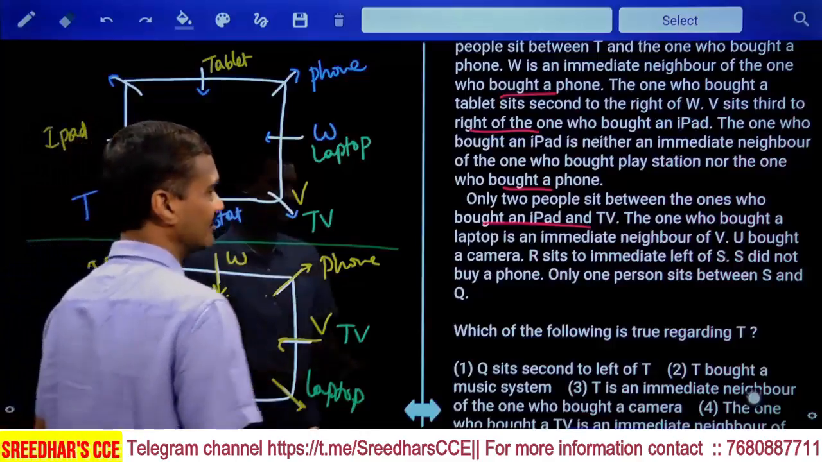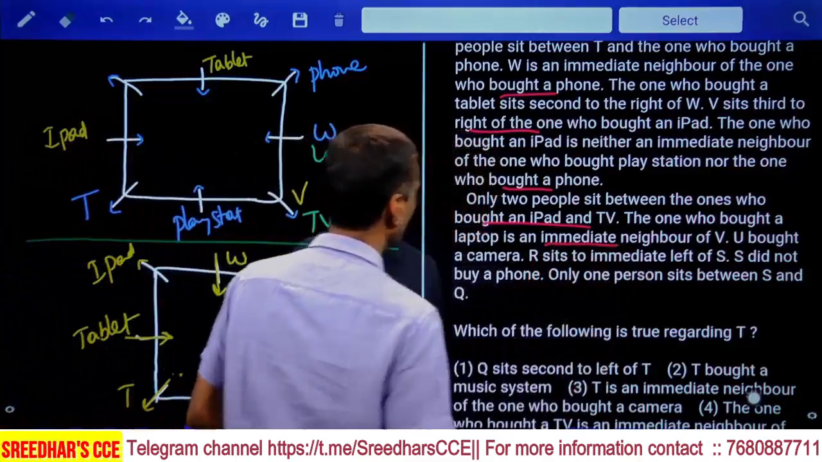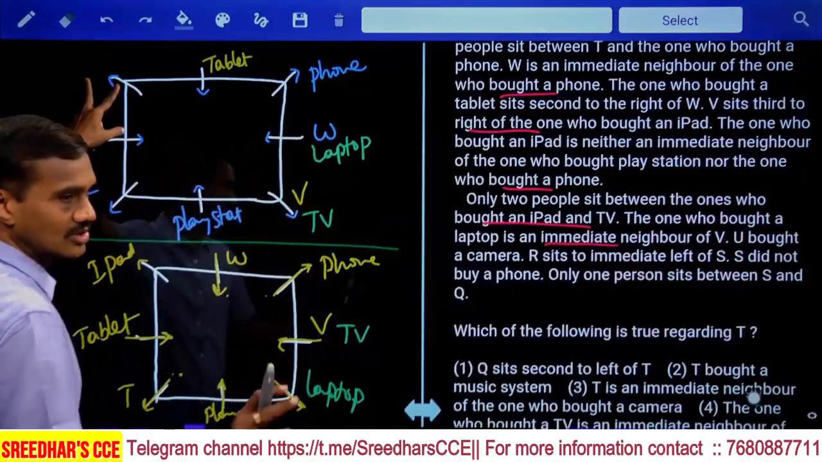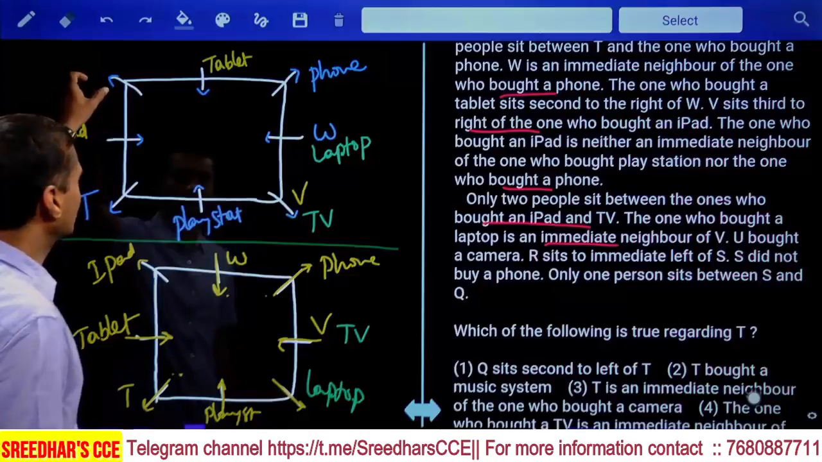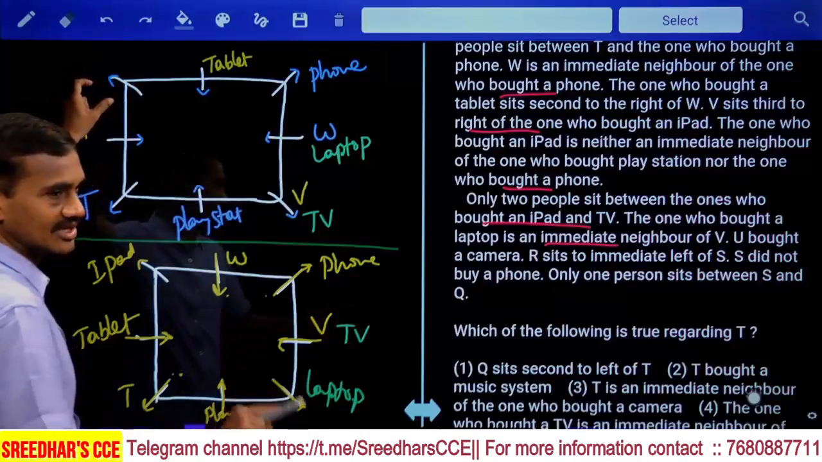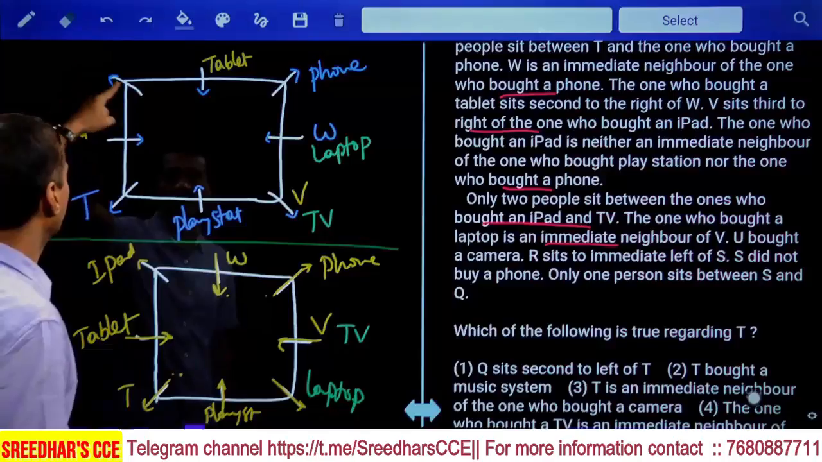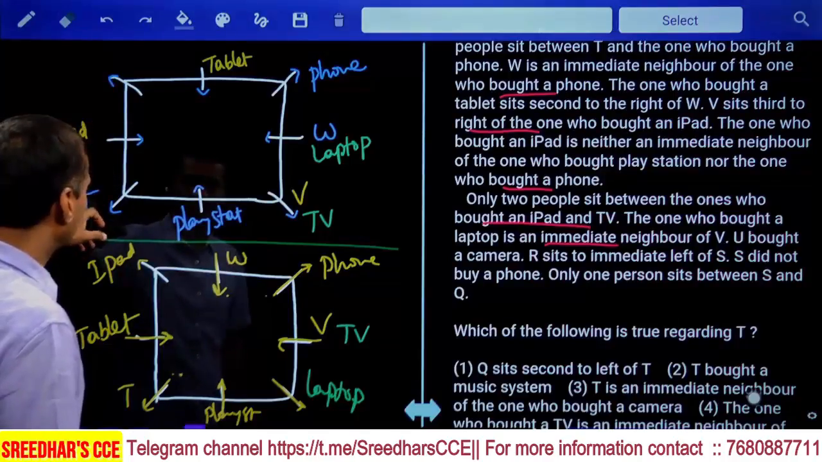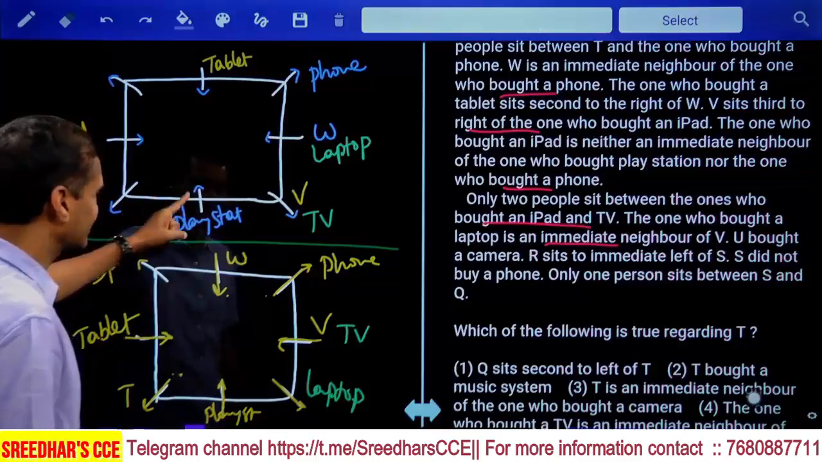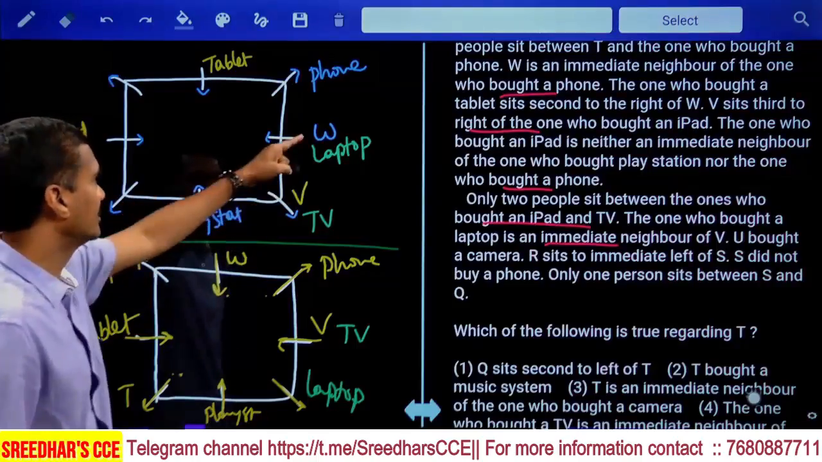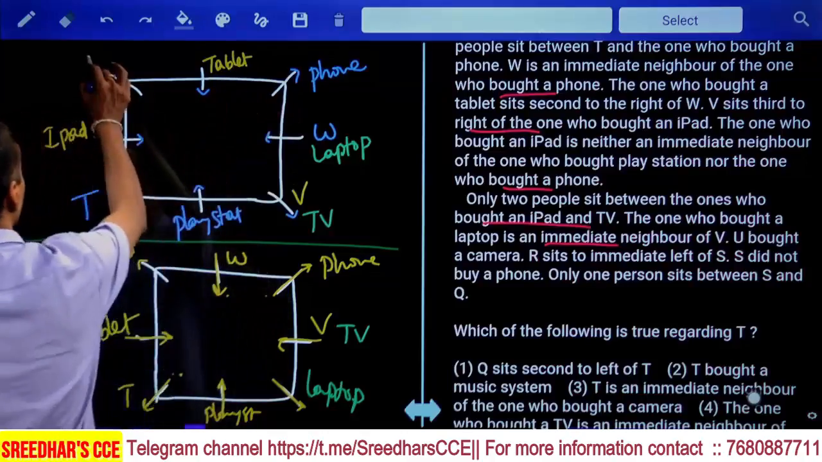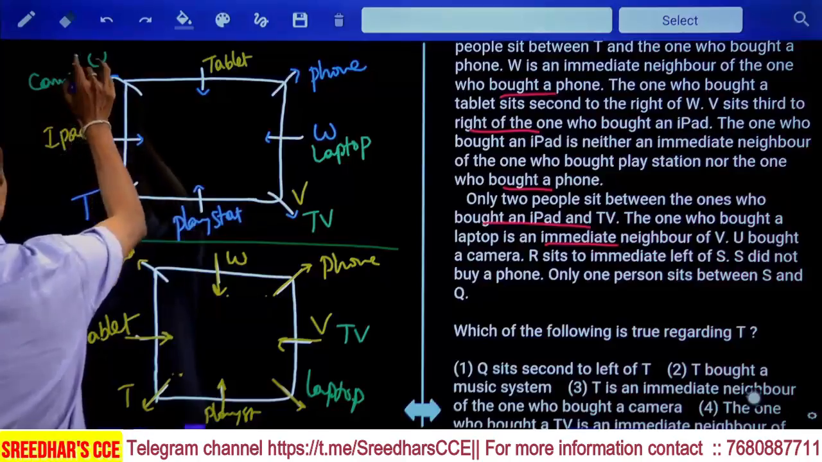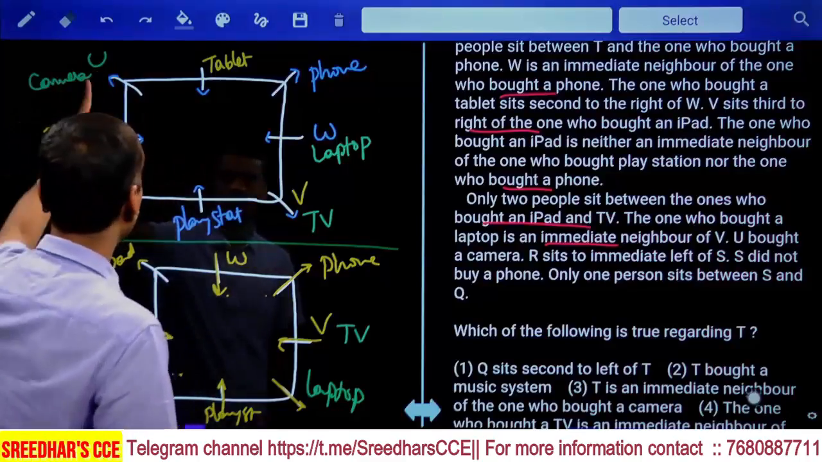The one who bought a laptop is an immediate neighbor of V, and U bought a camera. U cannot be here because we need two places, the person as well as the gadget, to be vacant. Now here U with camera is valid. Here, though U is here, camera cannot be here. U cannot be here, cannot be here, cannot be here. Then what is the only possibility? U must be here. If U is here, then the one who bought the camera must be here.